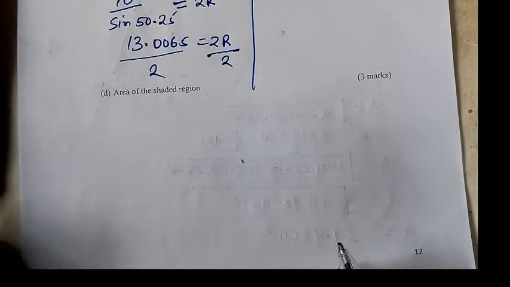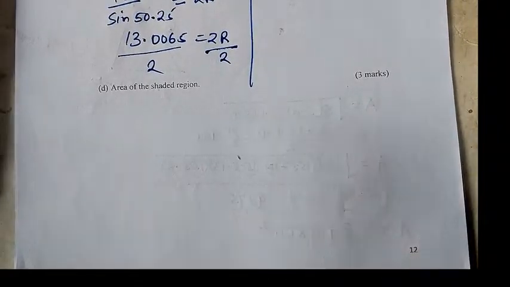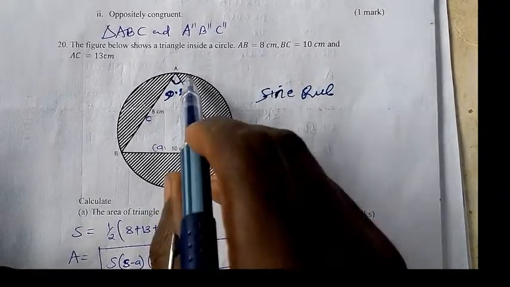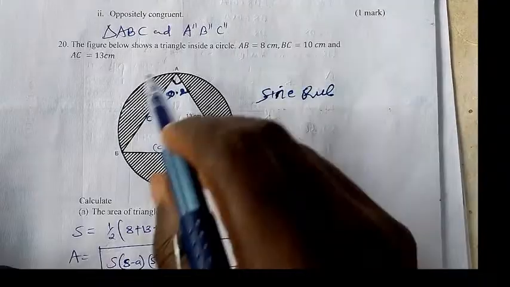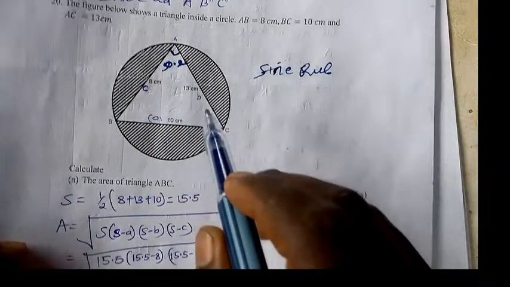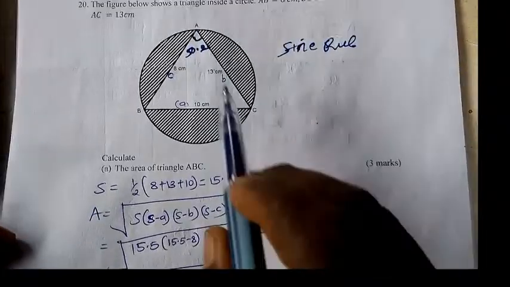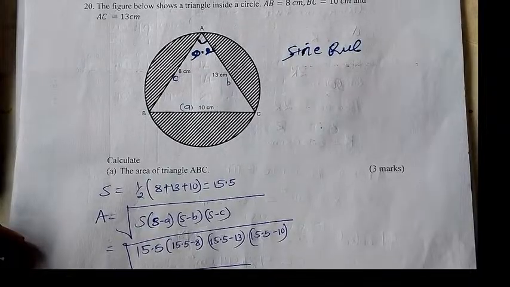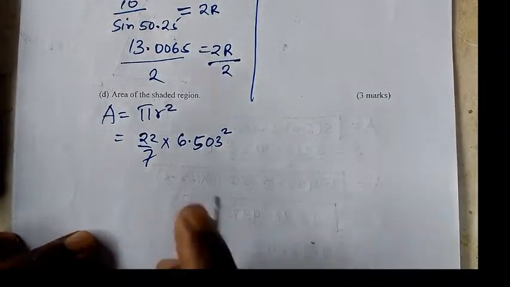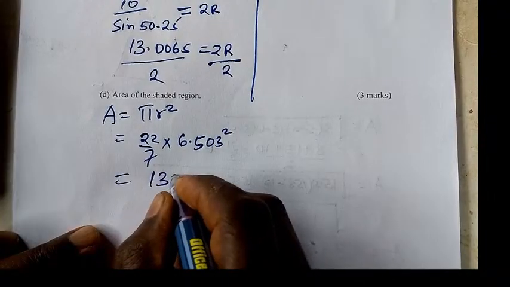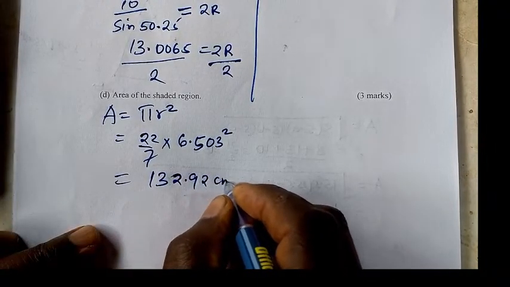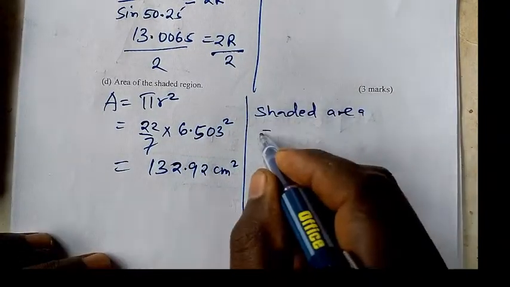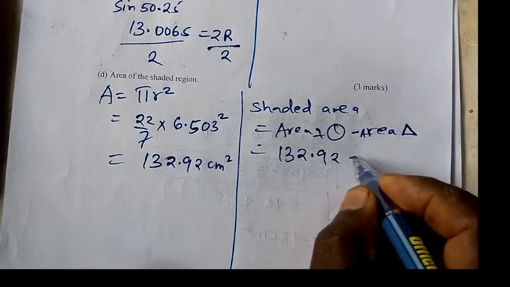Next, we want to calculate the area of the shaded region. Area of the shaded region is obtained by, we calculate the area of the whole circle and then subtract the area of the triangle. The area of the triangle tuko nayo hapa. So we need now to calculate the area of the circle because already tumepata radius. So and this one, it gives us 132.92 centimeters square. So this is the area of the circle. So shaded area equal to the triangle area is 9 centimeters.